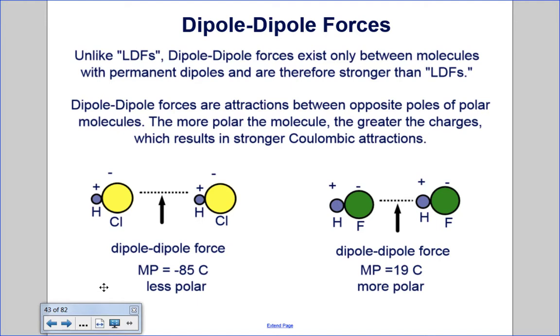On the left, between HCl molecules, the dipole-dipole force exists, but the melting point is minus 85 degrees Celsius, because the electronegativity difference between hydrogen and chlorine is 0.9. Where if you take hydrofluoric acid, HF, and the attractions between them, the difference in electronegativity is 1.9, meaning that's a much stronger pole and stronger dipole-dipole forces. The result is the melting point is 19 degrees Celsius.